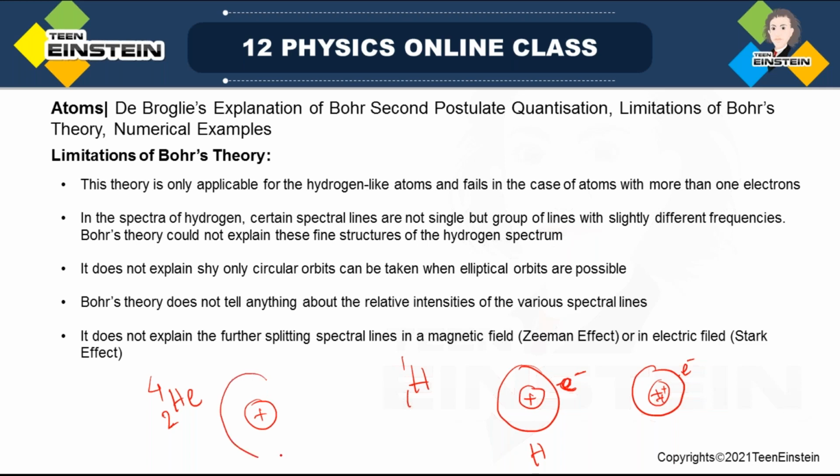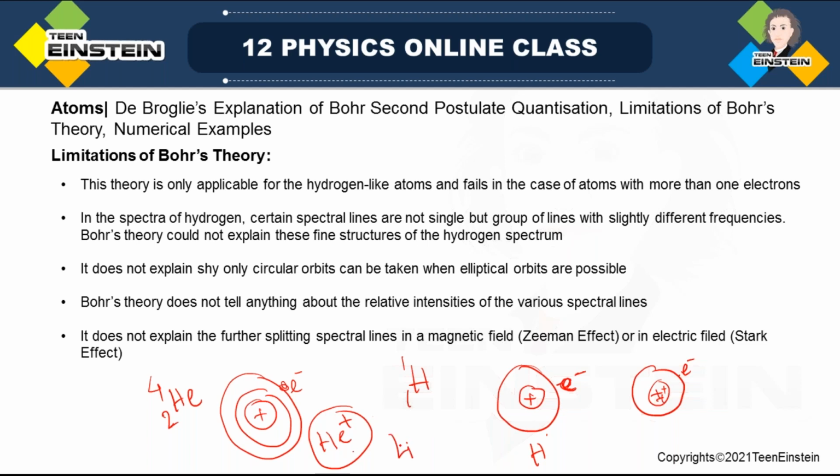Okay, two electrons in the outer orbit. But if you just take one electron off, then it becomes singly ionized. Singly ionized, that is He plus. So this is called singly ionized helium ion. And this singly ionized helium ion is just like a hydrogen atom.